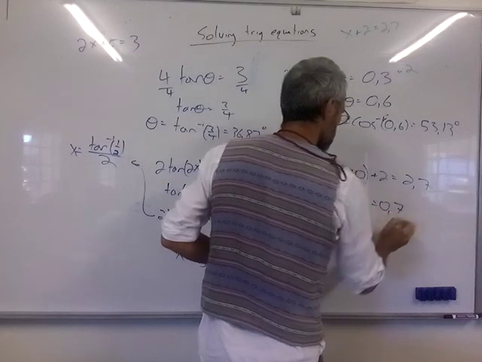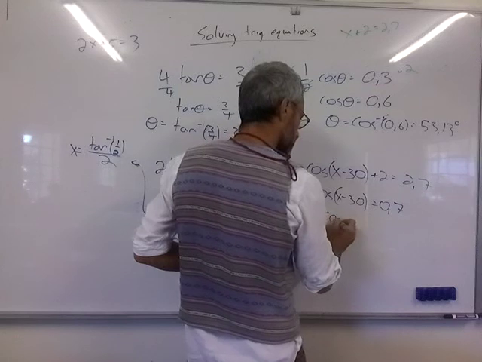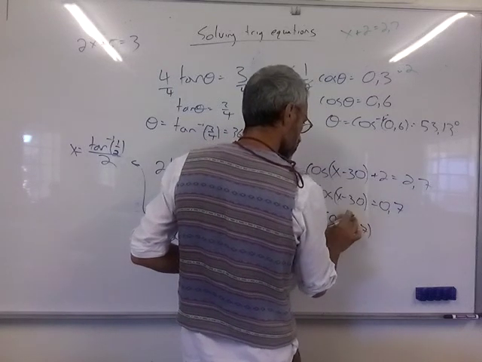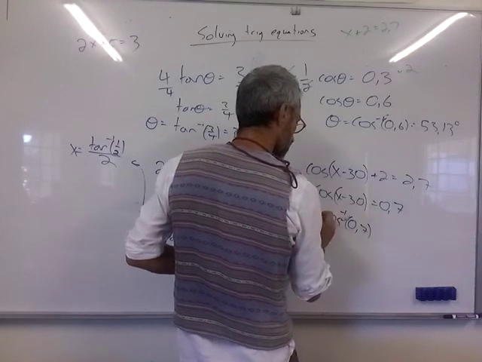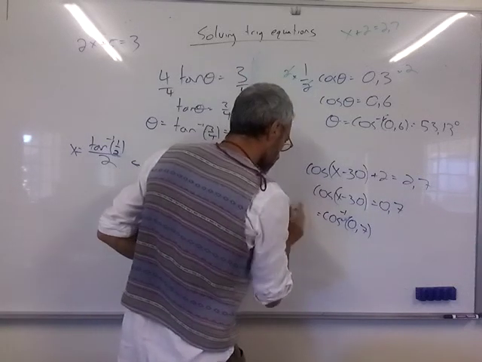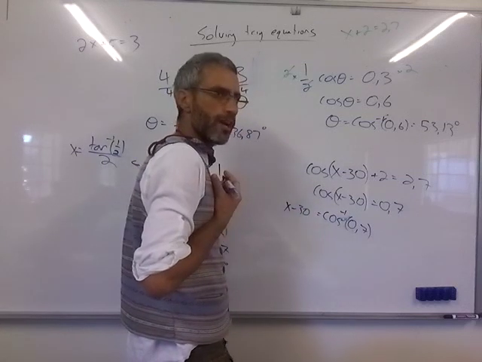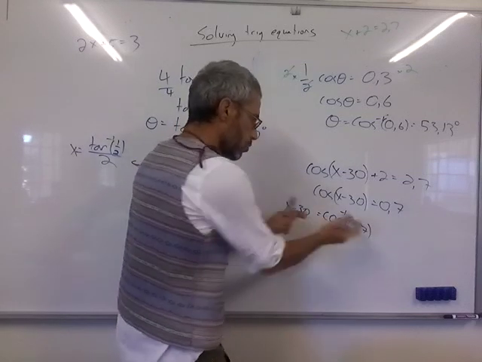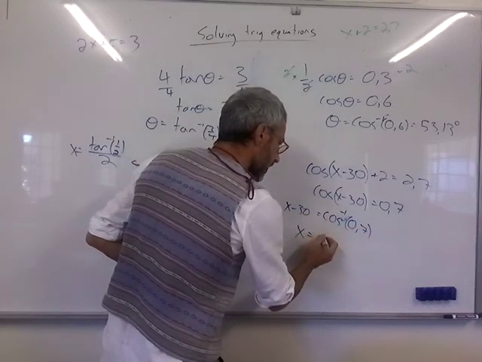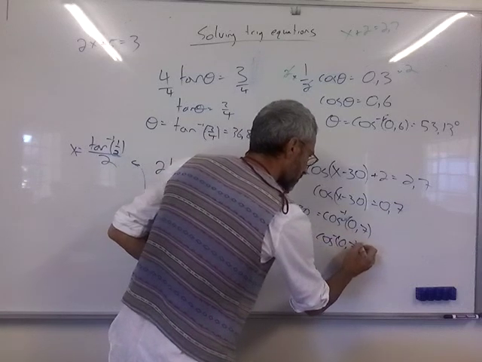And now it's very easy. What should I do now? So I will do cosine minus 1 of 0.7. Is that equal to x minus 30? So you know me, I like to use the calculator only in the last minute. I won't calculate that. What would I do now? Yes, I will do x equals cosine minus 1 of 0.7 plus 30.